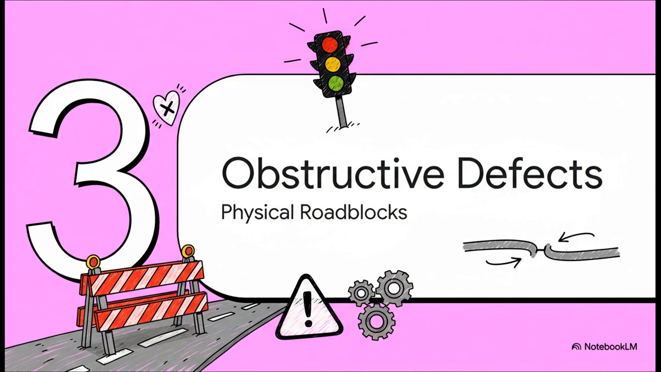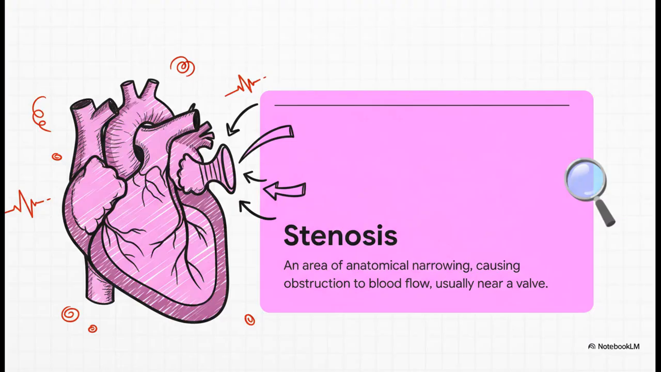So instead of a leak causing way too much traffic, what happens if there's a physical roadblock, a blockage in the system? We call this roadblock stenosis. It's just a narrowing in the anatomy, usually near a valve, that physically blocks the flow of blood. Now, the chamber right before that blockage has to pump like crazy with incredible force just to squeeze a little bit of blood through that tiny opening. And that, as you can imagine, creates a massive pressure backup.